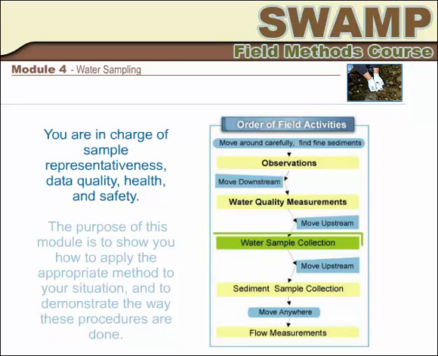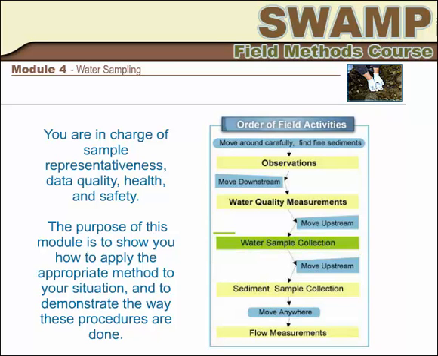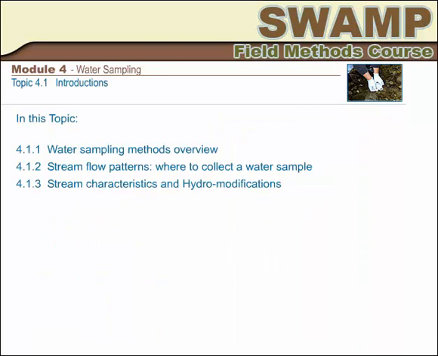As the field operator, you often have to make on-site decisions regarding sampling access, representativeness of the samples, and other aspects of data quality. You also have to make decisions related to your safety and to potential dangers posed by working with contaminated waters. The purpose of this module is to show you how to apply the appropriate method to your situation and to provide information and guidance on each option. Some methods are demonstrated by short video clips. Click the Next button when you are ready to proceed.